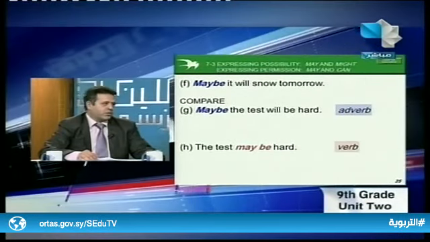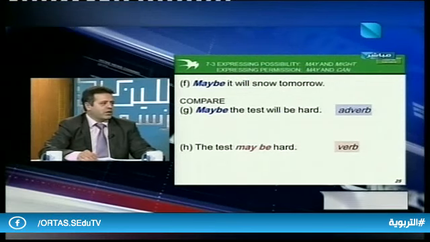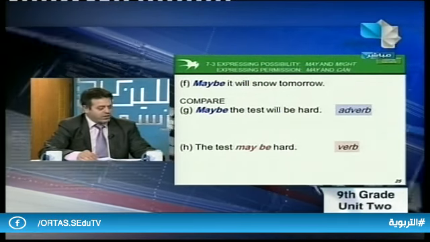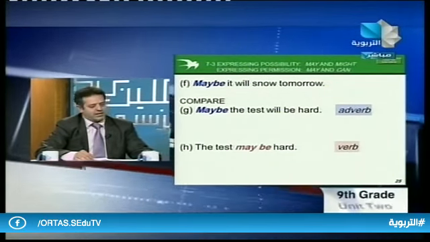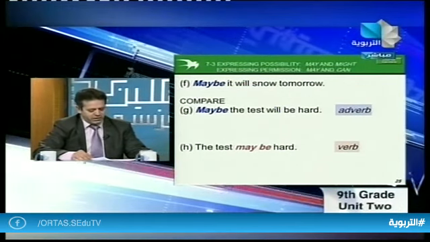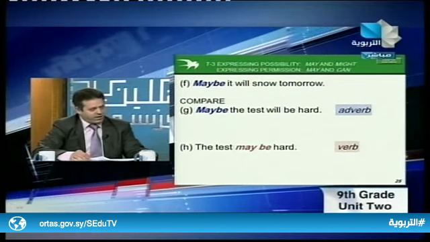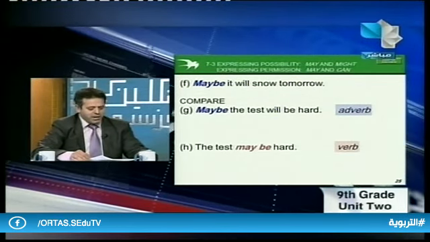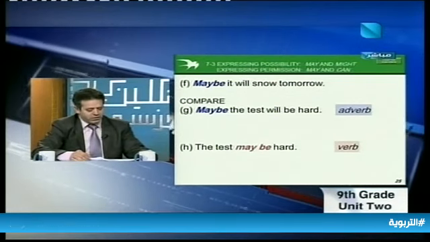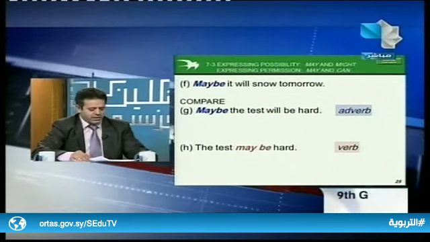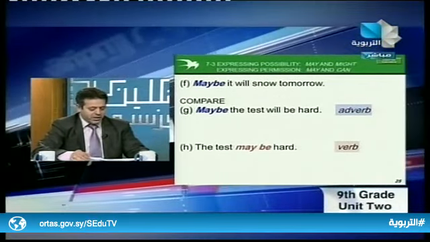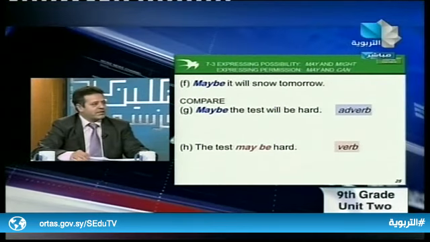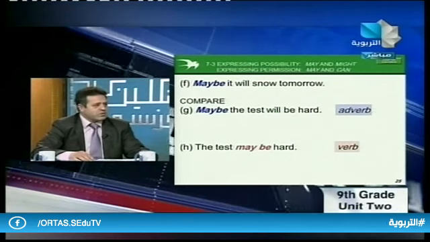As you said, maybe as one word is different from may be, which is two words. The first one, maybe, is an adverb, so we cannot use it as a modal. We have to use it with some verbs. For example, maybe it will snow tomorrow. So here we are using maybe as an adverb. Number two, maybe the test will be hard. So maybe means possibly. Usually we use it at the beginning of the sentence.